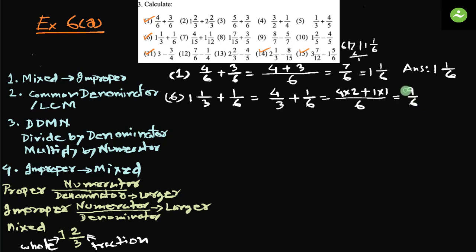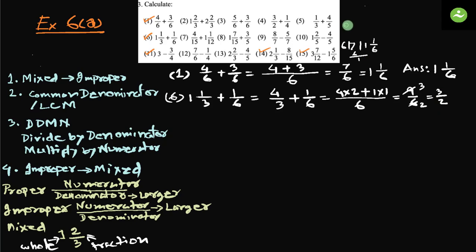Whenever possible, you will reduce the fraction. So we can reduce it. How? Let us divide the denominator and numerator by 3. So this is 3, this will be 3, divided by 3, this will be 2, equals 3 by 2. This is improper because 3 is bigger than 2. So let us make it proper.